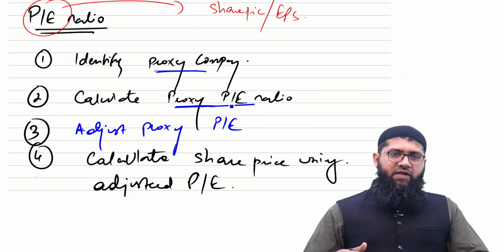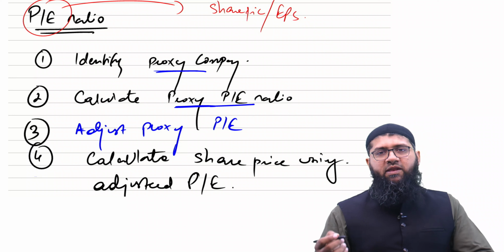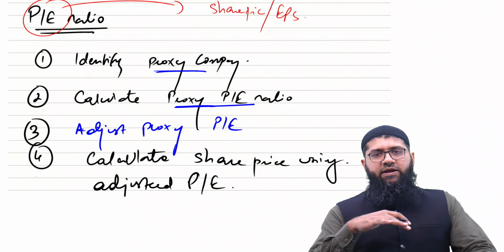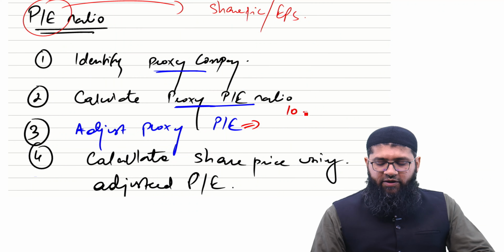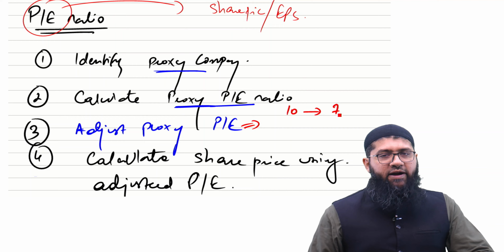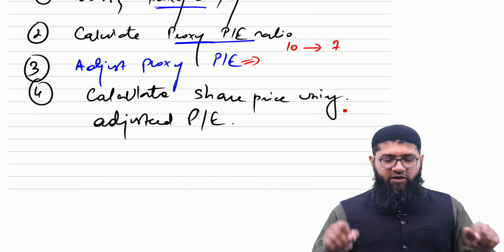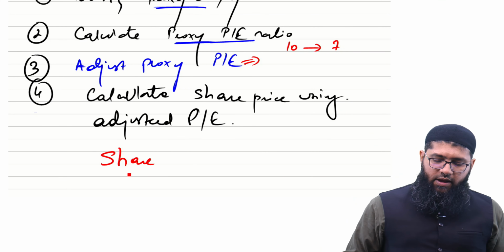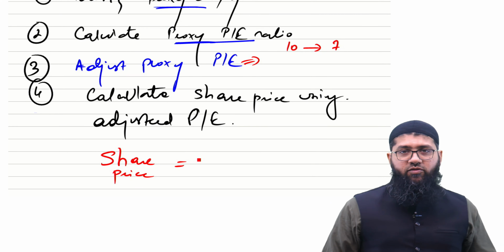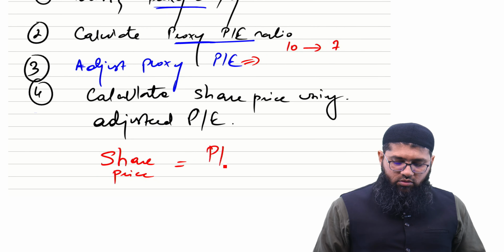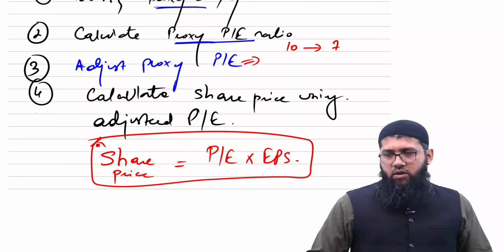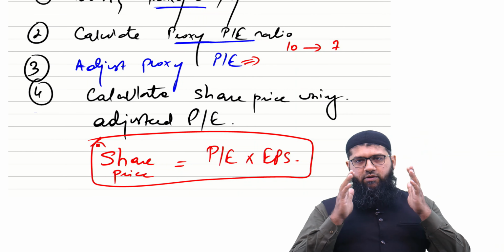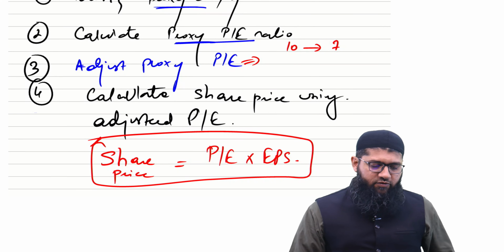Generally, the adjustment to the proxy company PE ratio is just to make sure that it reflects private company characteristics. For example, the industry PE ratio is 10 times, and you might say that private companies should be valued at 7 times. So simply you are going to rearrange the formula, and the rearranged formula is going to be: share price is equivalent to PE multiplied by EPS.